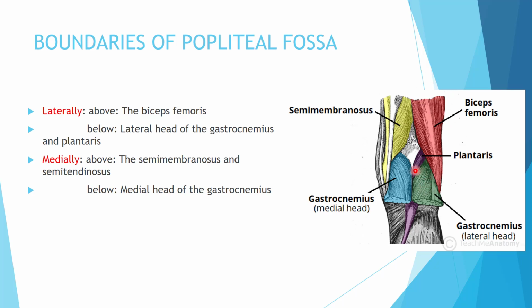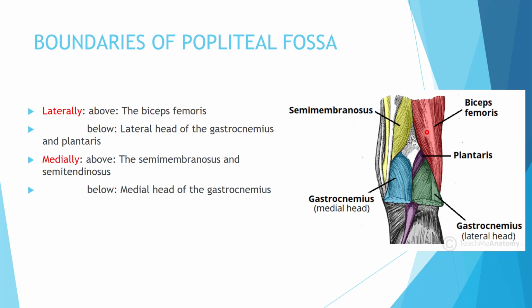Below and laterally there is the lateral head of the gastrocnemius muscle. Gastrocnemius muscle is the calf muscle. These are the two muscles which are present laterally. One is above and one is below. Below, along with the lateral head of the gastrocnemius, there is plantaris muscle. See here, this is plantaris muscle. On the medial side above, we have two muscles which are named semimembranosus and semitendinosus muscles. And below we have the medial head of the gastrocnemius.